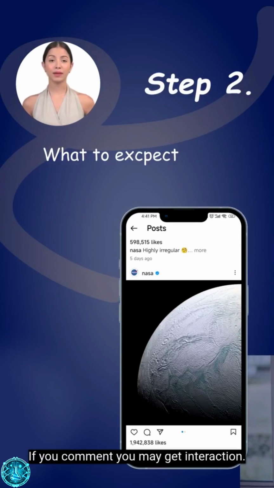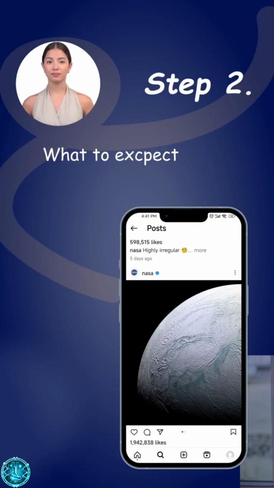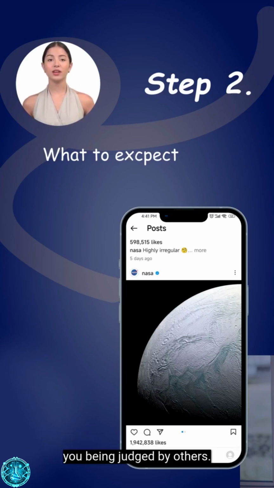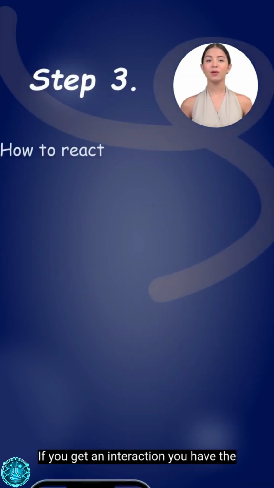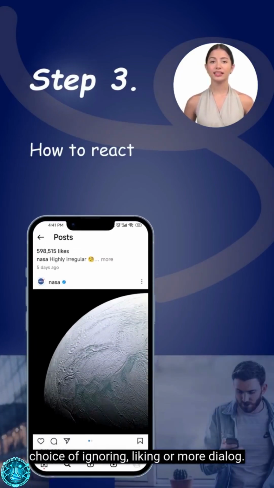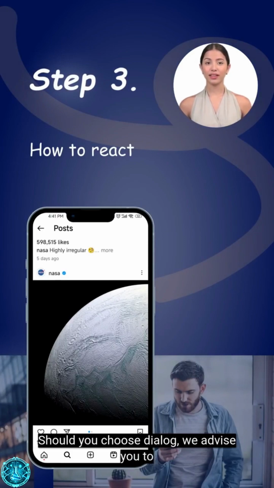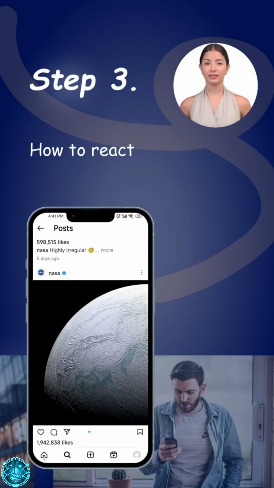If you comment, you may get interaction. If you choose a rant, you will likely get an interaction. Remember, all choices other than scroll will have you being judged by others. If you get an interaction, you have the choice of ignoring, liking, or more dialogue. Should you choose dialogue, we advise you to do so in a respectful manner.